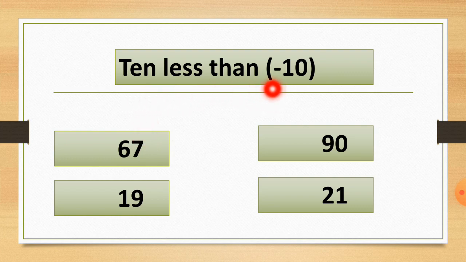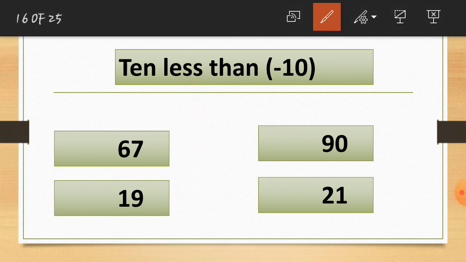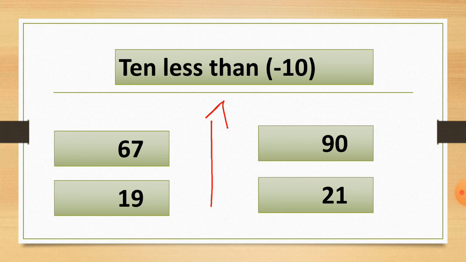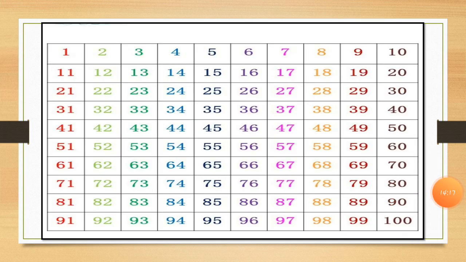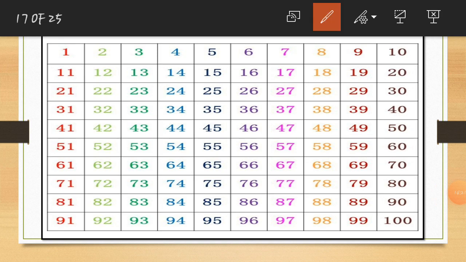You can see here is minus 10. So we have to move in the up direction. In which direction do we have to move? We have to move in this direction, the up direction. So we will get the answer. So let's see the hundreds grid and let's move upside. So we will get the right answer. Let's see the hundreds grid. Here is the hundreds grid, and our number is 67.